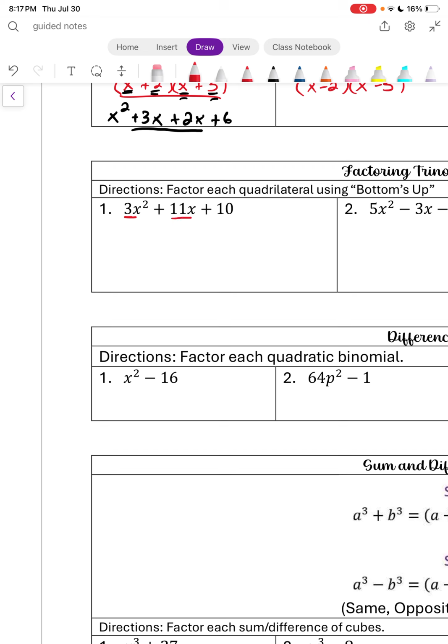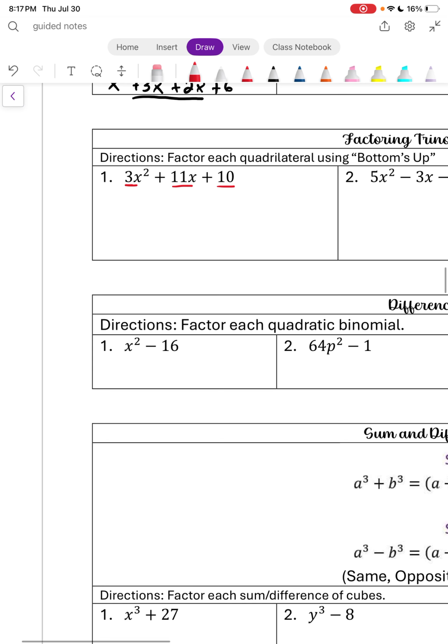Try to factor out a 3. Are all of these divisible by 3? No. That's when we have to go to what's called bottoms up. Some people call it slip and slide factoring. Step number 1, take that A value, move it to the end. Multiply that last number by 3, and you get plus 30.